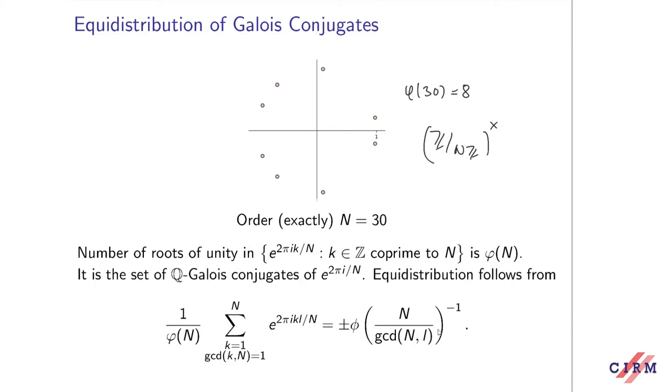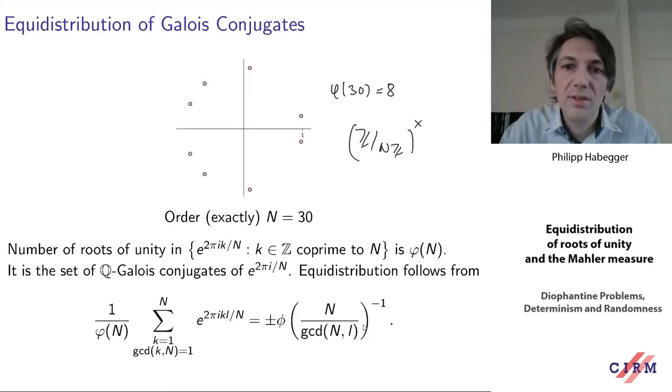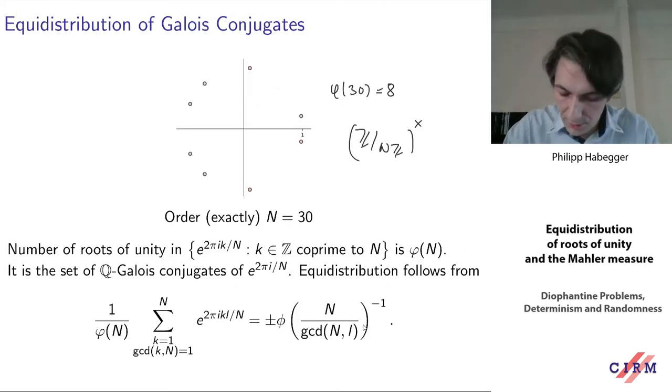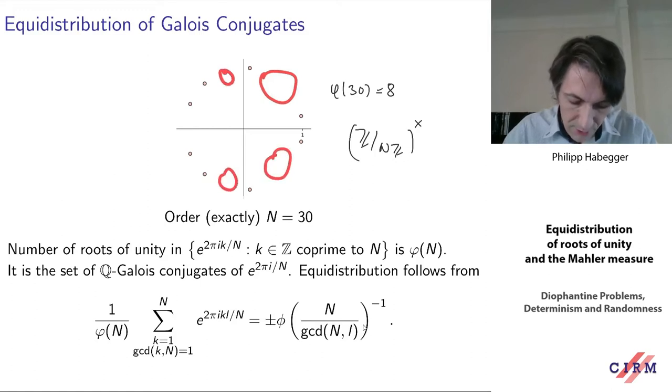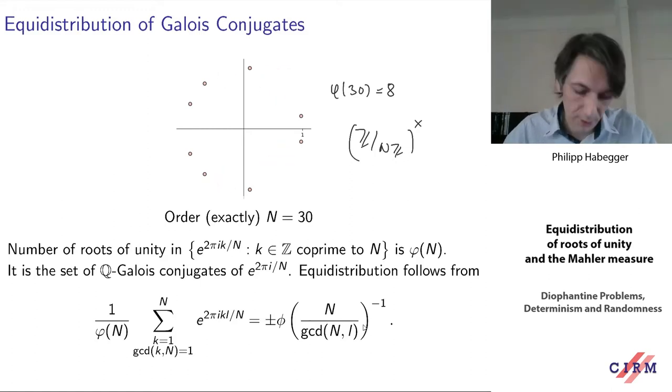This finite group, units in Z modulo nZ. Right. So the number of elements in this group is given by the Euler function. So they're a lot sparser, and it's not so clear by just looking at the picture that you'll get equidistribution, because we've got a huge gap here, we've got a huge gap here, a slightly smaller gap here, and a slightly smaller gap here, and also a gap over here.